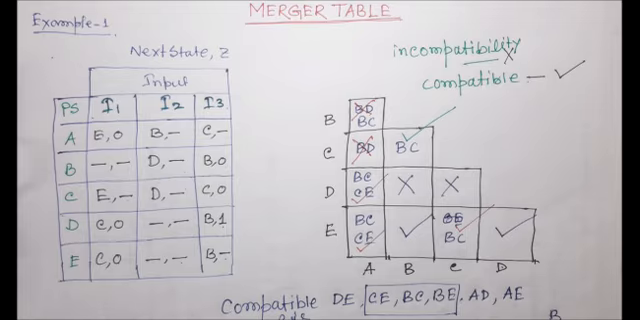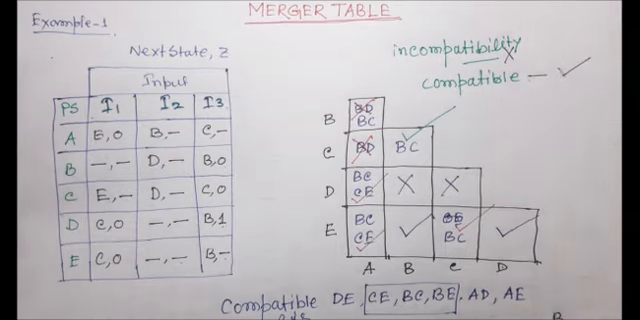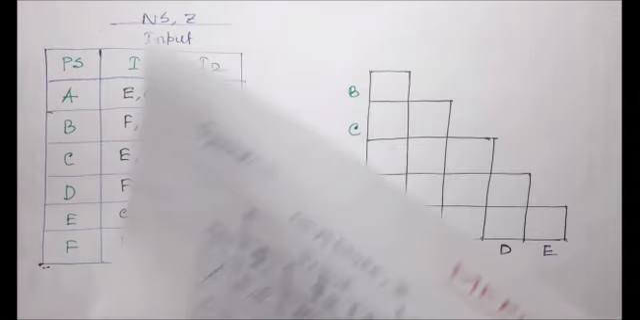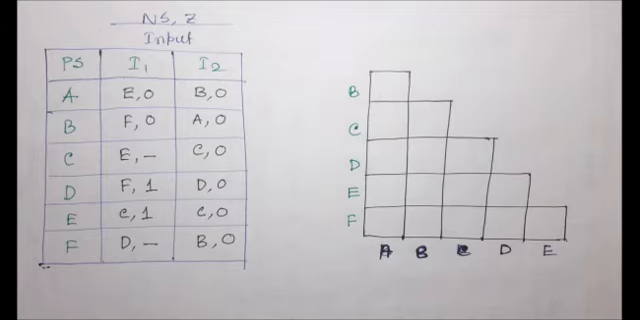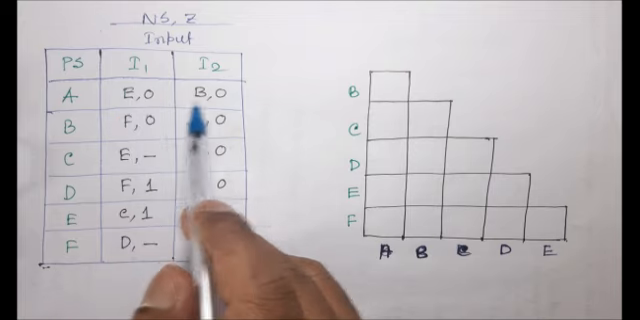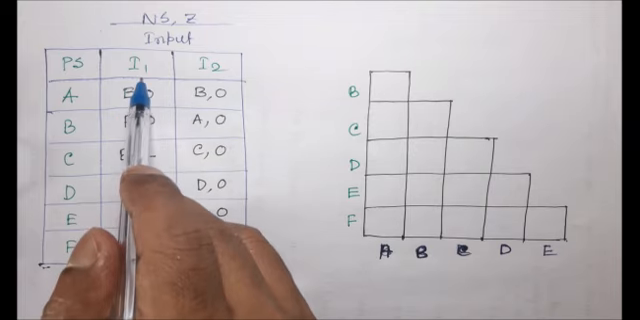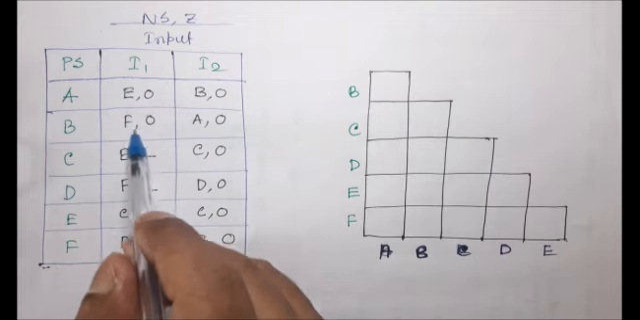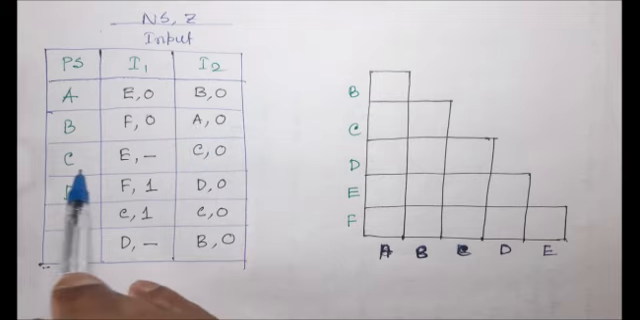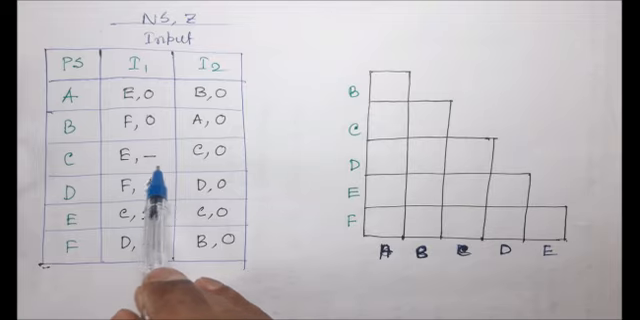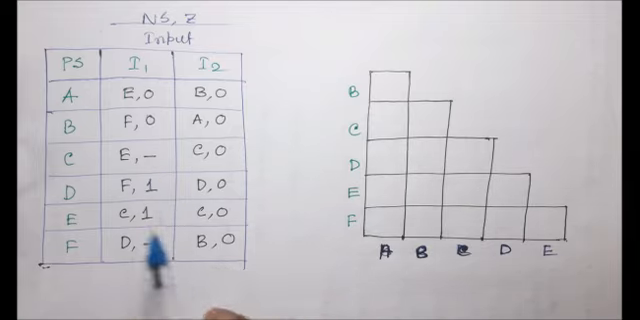Let's see another example, a quick recap through another example. Let's consider example 2. Here I have taken 2 inputs instead of 3. This is my input: E0, B0 for input 1 and F0, A0. So we can write E don't care, C not. In this way, let's consider this one.